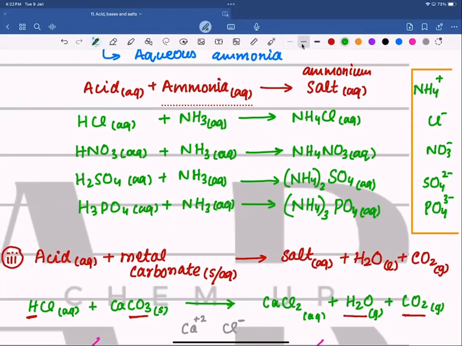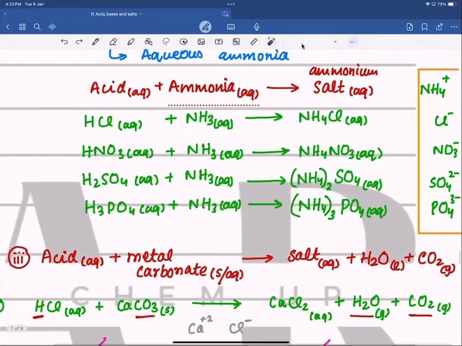Is this clear to all of you? Sir, yes. No, that's what I'm going to tell you, just wait. First you have to make water and carbon dioxide. After making water and carbon dioxide, you have to identify the atoms on the reactant side which are forming water and carbon dioxide. And the ions which are left, you have to make the salt from those ions.